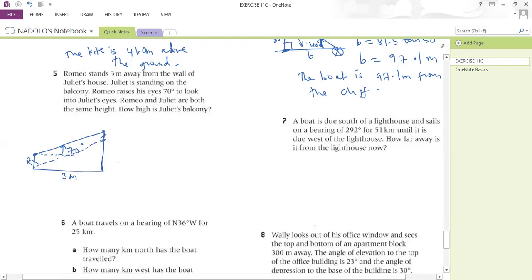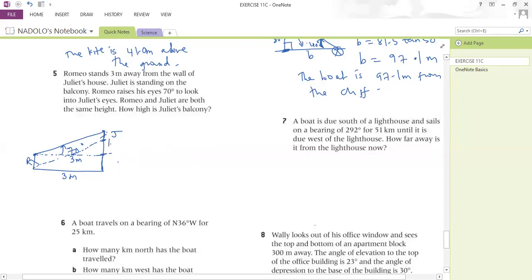And then this will also be 3 meters still from where Romeo and Juliet are, 3 meters apart. So Romeo and Juliet are both the same height. How high is Juliet's balcony? Now, this 3 meters is the same as this height, 3 meters. And if this is the base of the balcony, we'll have an elevation to the eyes. Then from the balcony to the eyes, that is how far from the base of the balcony to where the eyes of Juliet are, that is how high the balcony is.